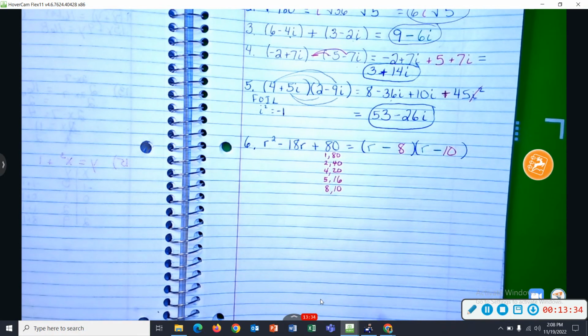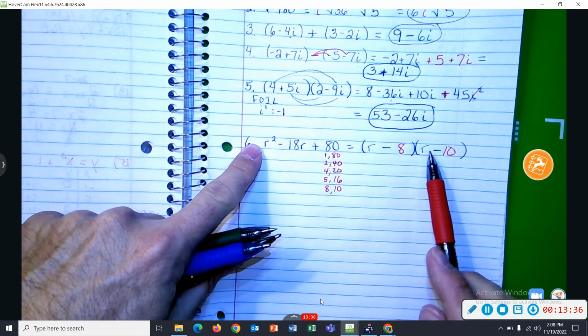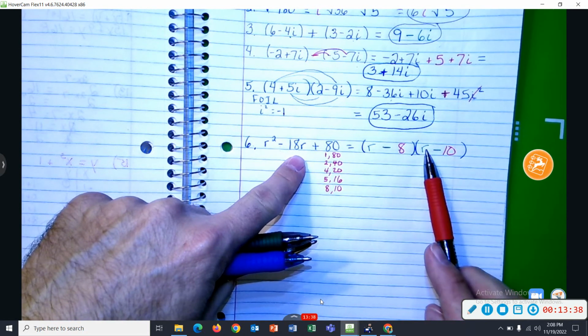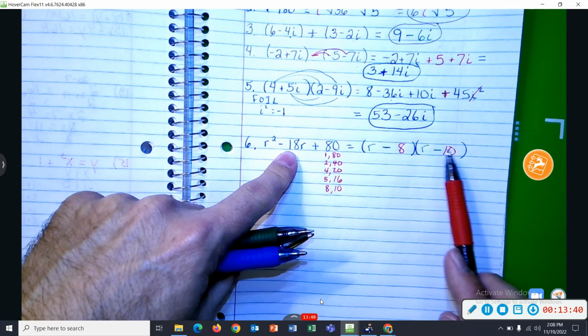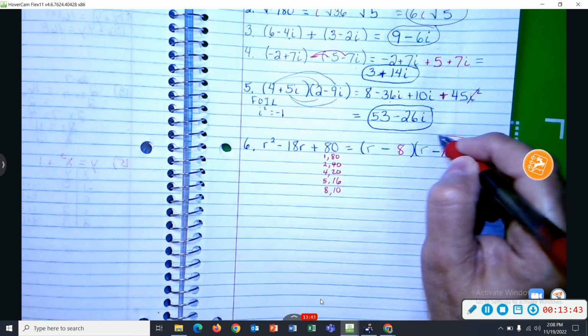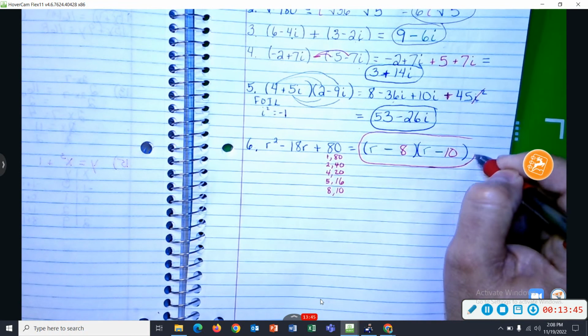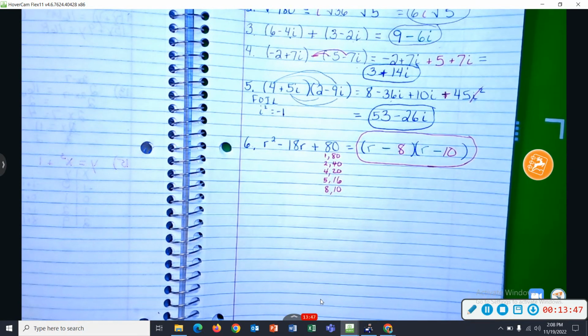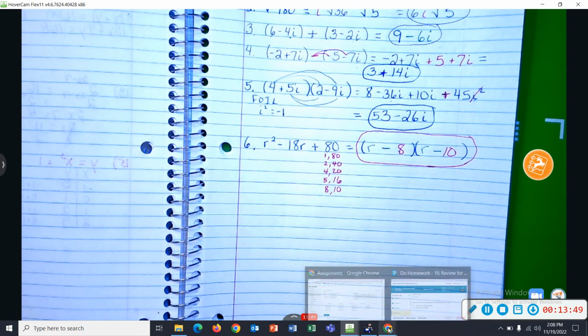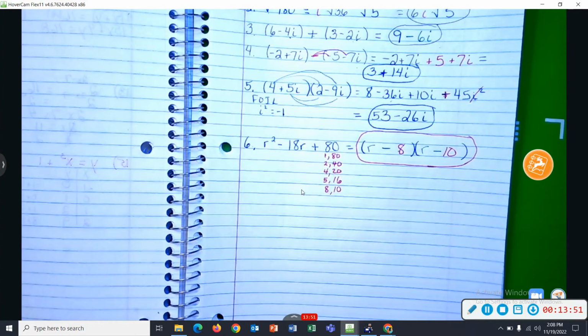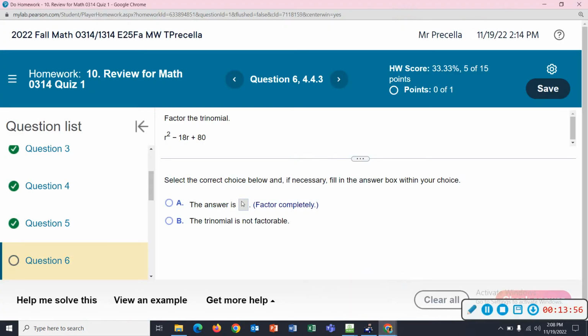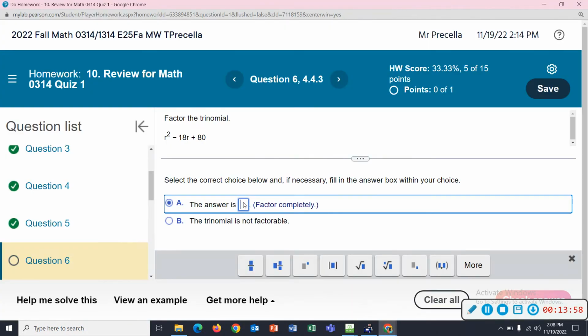If you FOIL that out, we get R squared minus 10R and minus 8R is a minus 18R plus 80. So R minus 8 times R minus 10. R minus 8, oops. R minus 8. No, don't forget to put the parentheses. Times R minus 10.